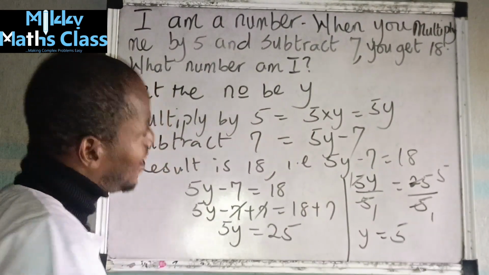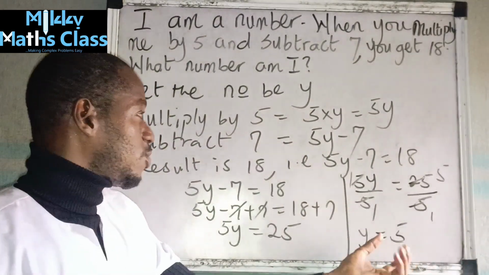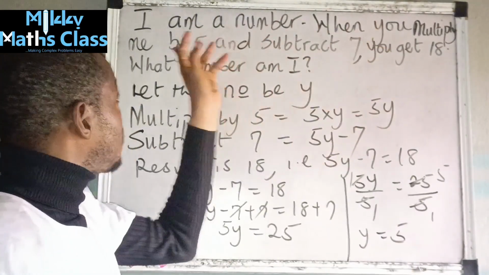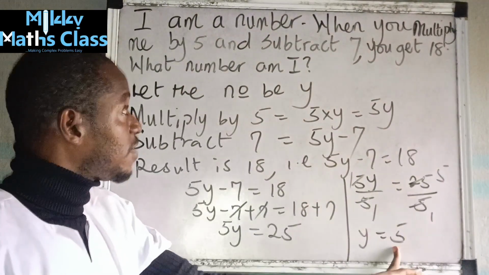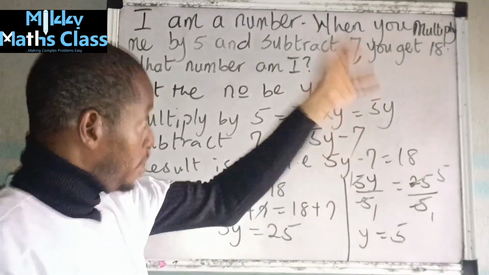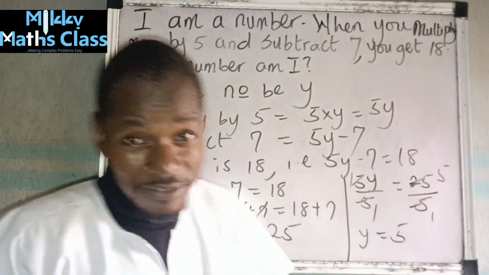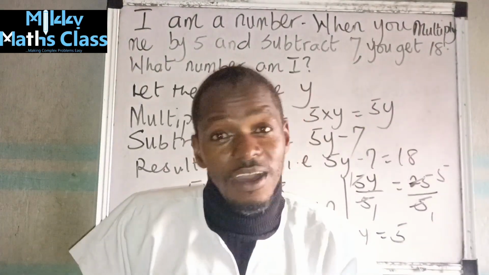Did you get it? All right, you can check if your answer is correct by substituting the value of 5 into this. When you multiply the number by 5, 5 times 5 is 25. When you subtract 7 from 25, you will get 18. I hope you have learned something in today's class.